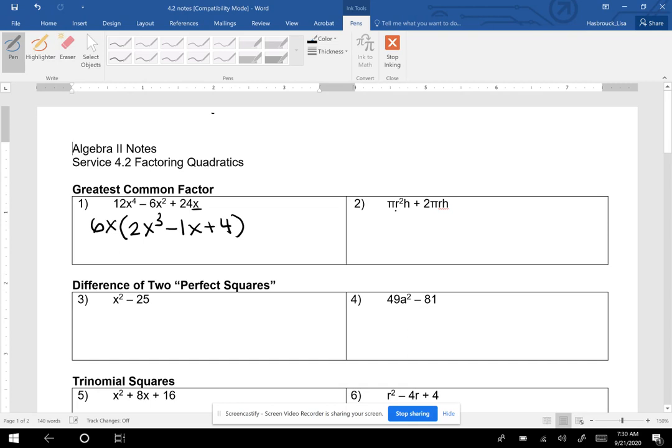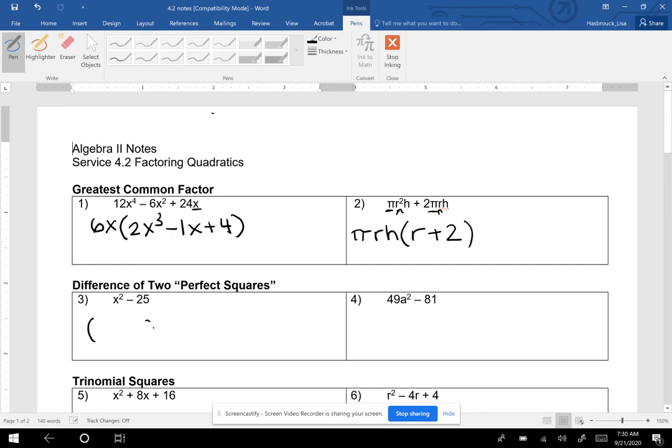For number 2 here, it's a little different. They both have a pi, so we can take that out. Looking at the r's, the most we can take out is 1r, and then we can take out 1h. So when we do that, if we take a pi, an r, and an h out of this first term, the only thing that's left is 1r, plus, for the second term, the only thing that's left, if we take out pi r h, is the 2. And we're done.